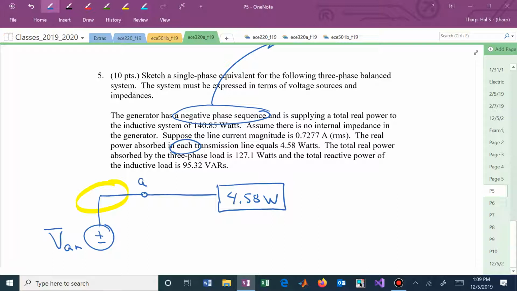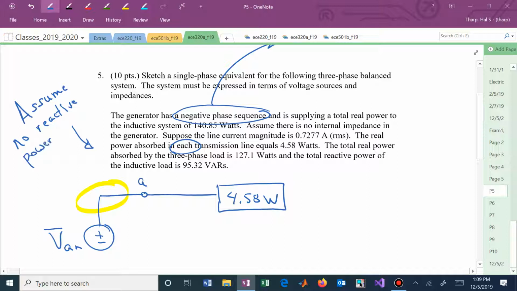And this question was not as sharp as it needs to be. I actually should have told them a little bit more information. Let's just assume that the transmission line doesn't have any reactive power associated with it. So let's assume that there's no reactive power in the transmission line.